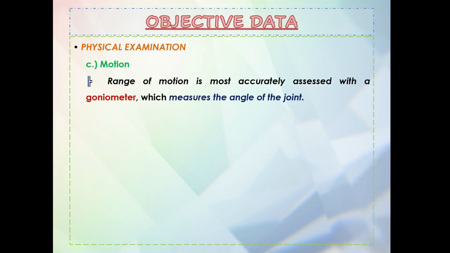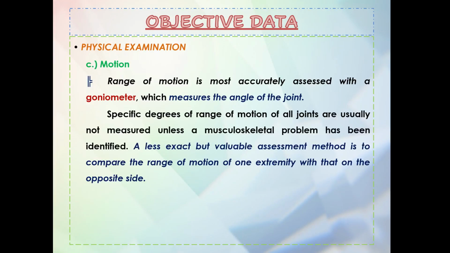Okay, next you have the range of motion, which is most accurately assessed with a goniometer. So, goniometer measures the angle of the joint. So again, mini-measure natin yung ROM with the use of this goniometer. Yung angle ng joint yung tinitignan dyan. So, specific degrees of ROM of all joints are usually not measured unless a musculoskeletal problem has been identified. So, i-measure mo lang siya if may nakita ka na problem in the system. Okay? If may na-notice ka.